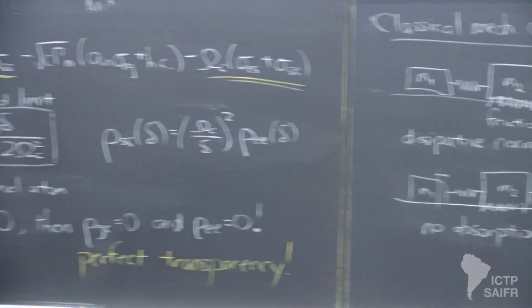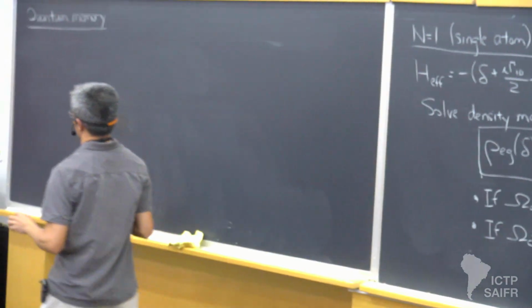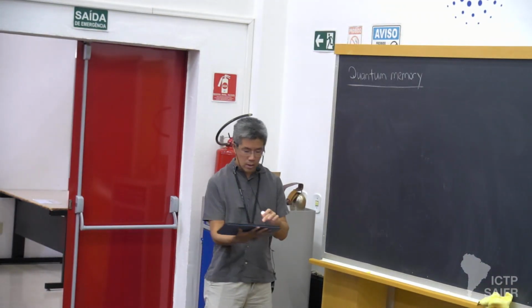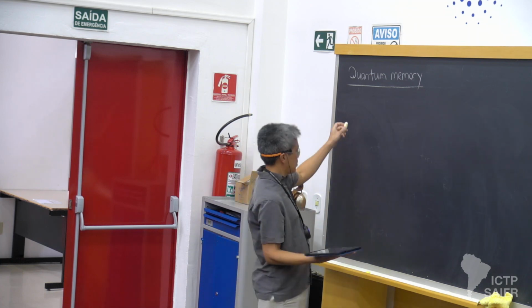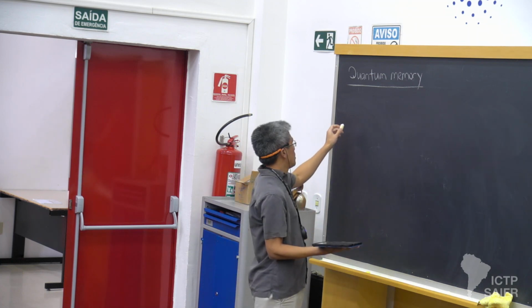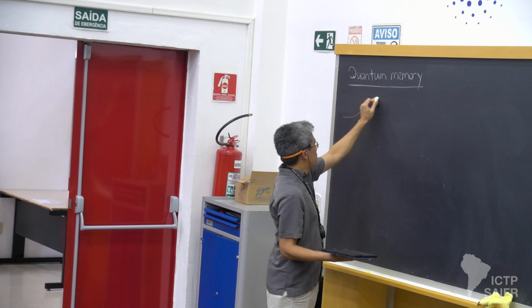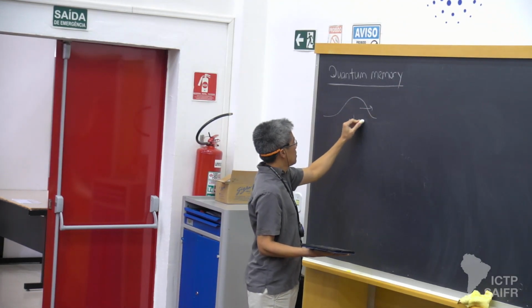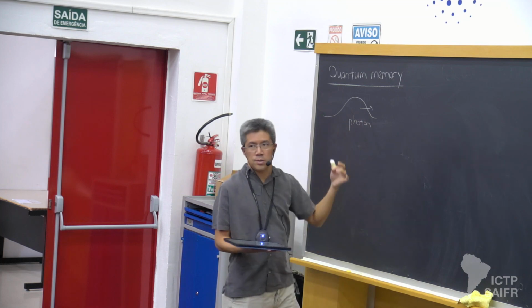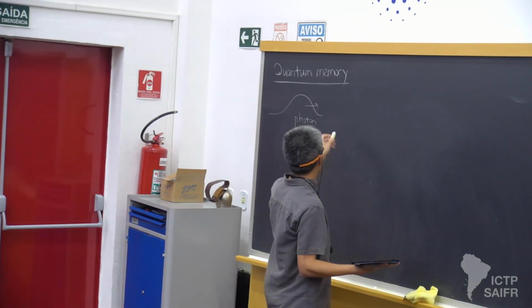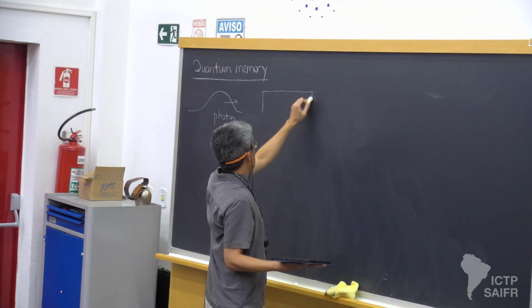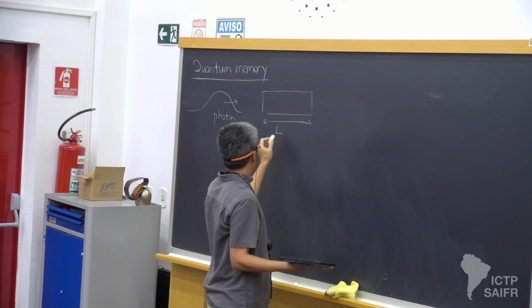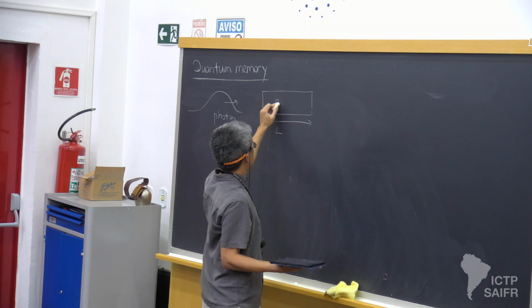So now let me explain to you more how to use EIT specifically for quantum memory. And the key idea is simply the following. So I have a photon coming in. Photon, weak coherent state, doesn't really matter. And I have this kind of atomic medium of length L, okay?